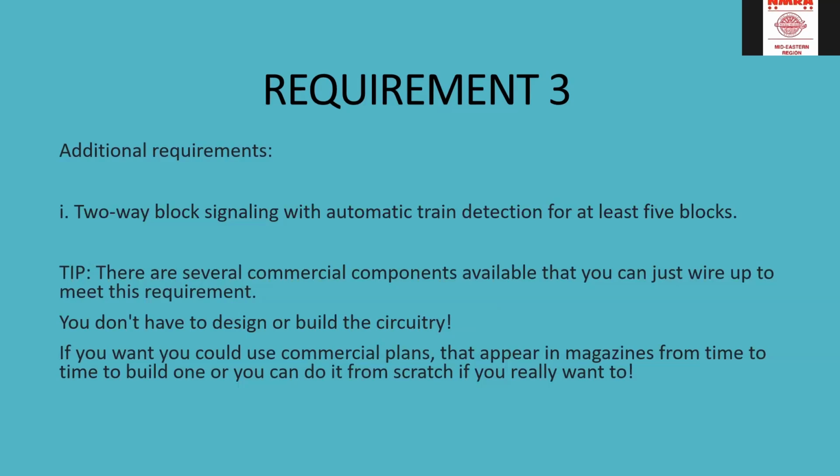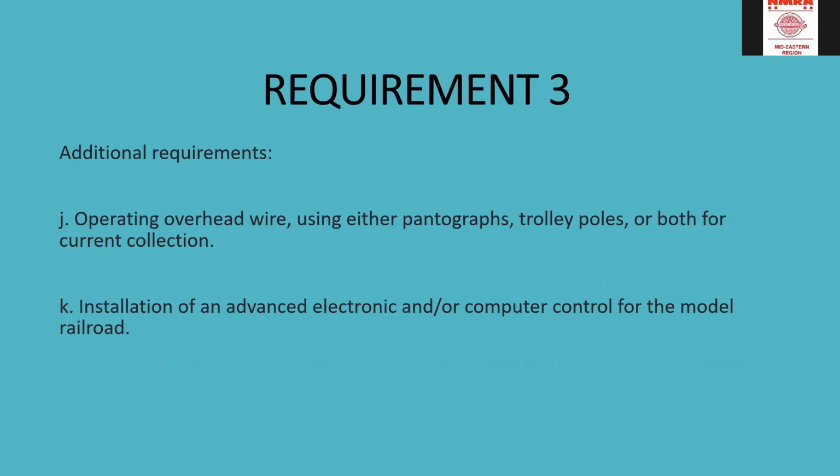And once again, there's several commercial components available that you can just wire up and meet this requirement. You don't have to build or design the circuitry. And if you want, you could use commercial plans that appear in magazines from time to time and build it from scratch if you really want to. Once again, that can make your life complicated. Operating overhead wire, catenary, either using pantographs, trolley poles, or both for current collection. Installation of advanced electronic or computer control for a model railroad. Well, we have DCC out there today. We have command stations. That's an example of what we're talking about here, computer control of the railroad.